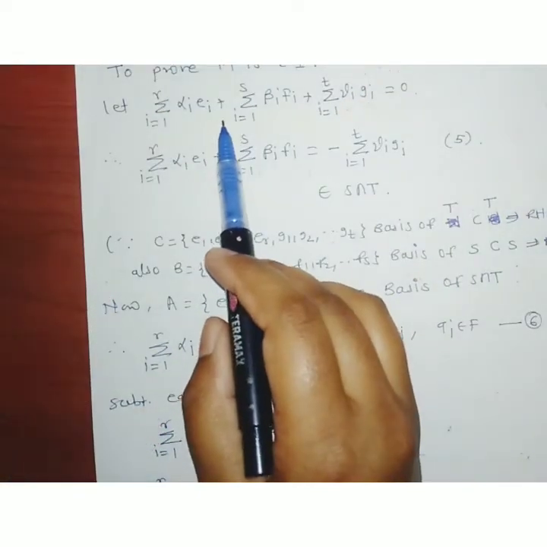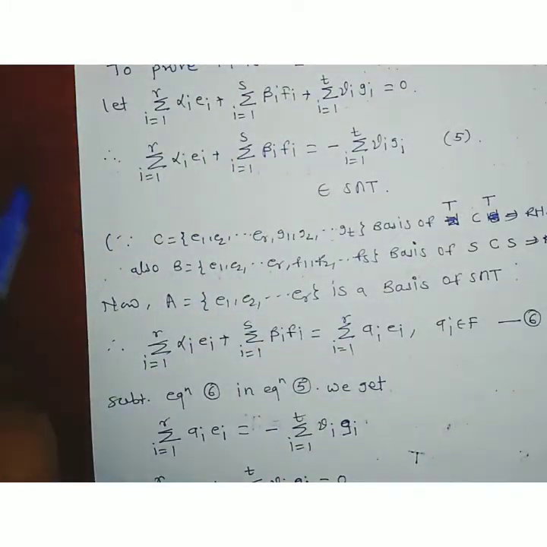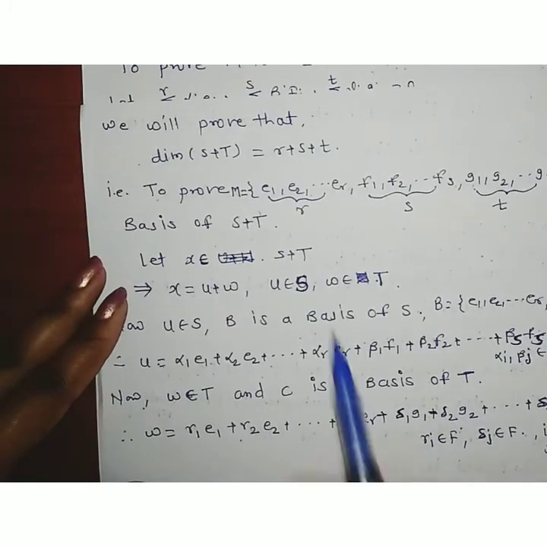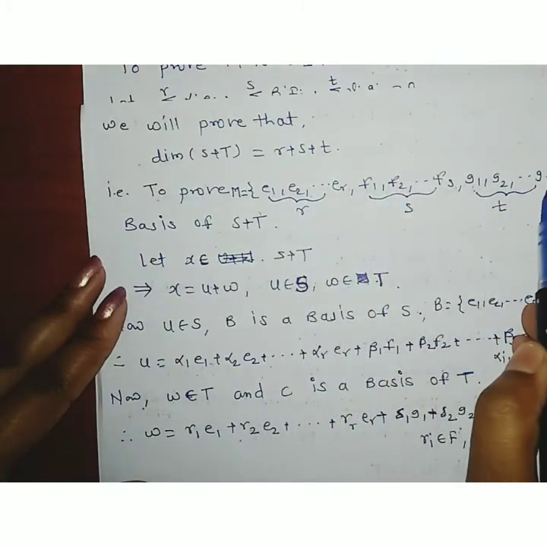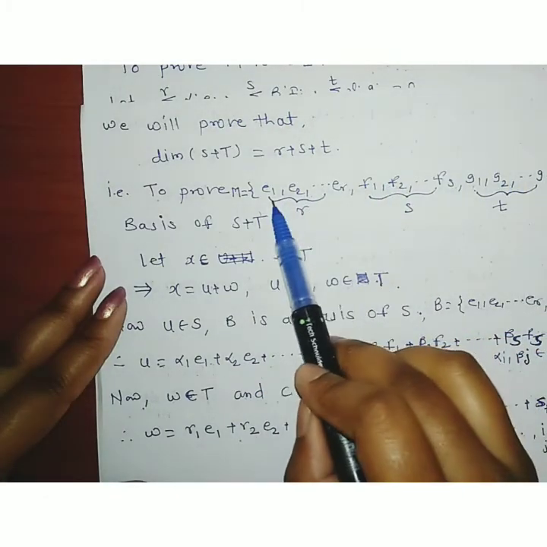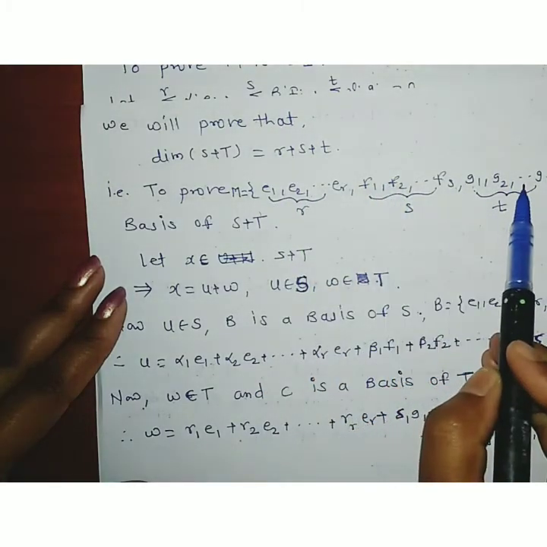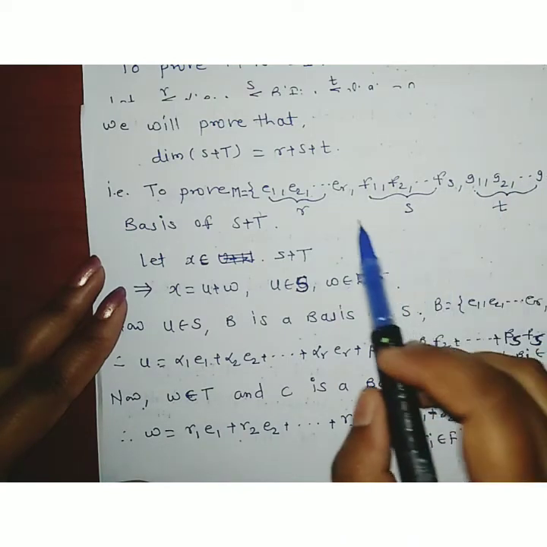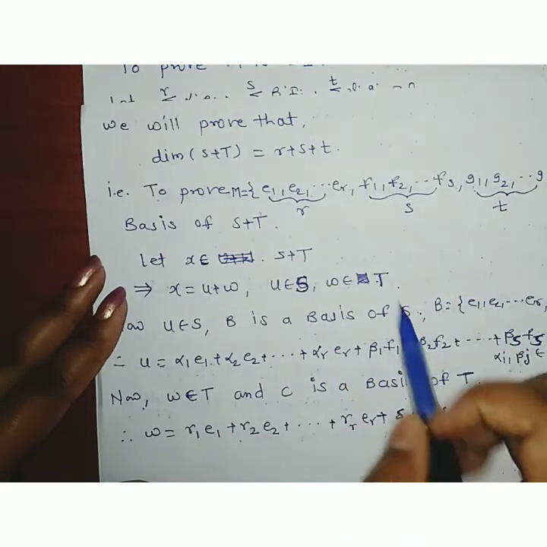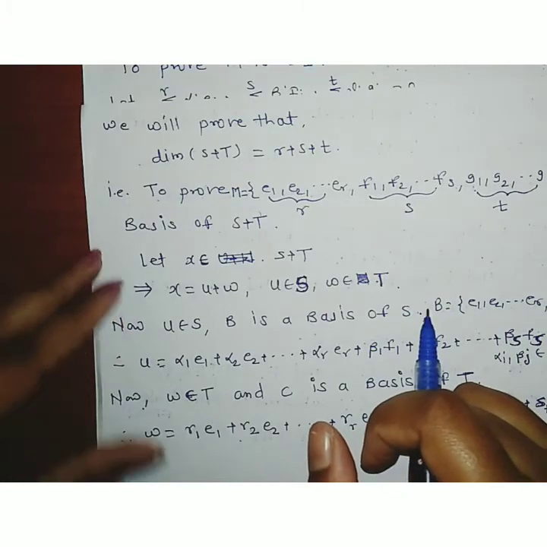We have to show that this set is linearly independent. That is, we have to show that if we consider a linear combination of all these vectors and put it equal to 0, then all the scalar multipliers must be 0.